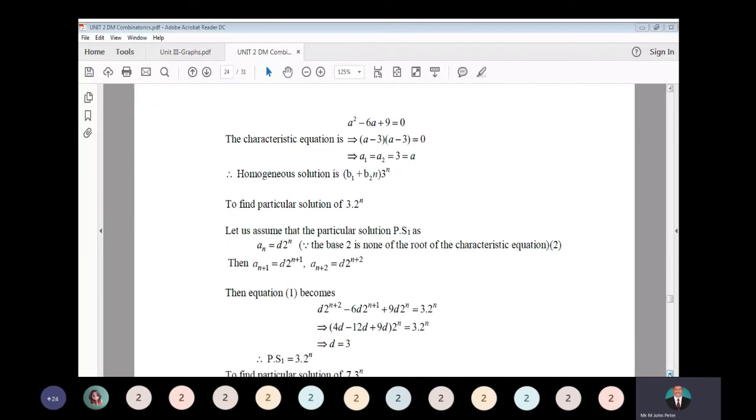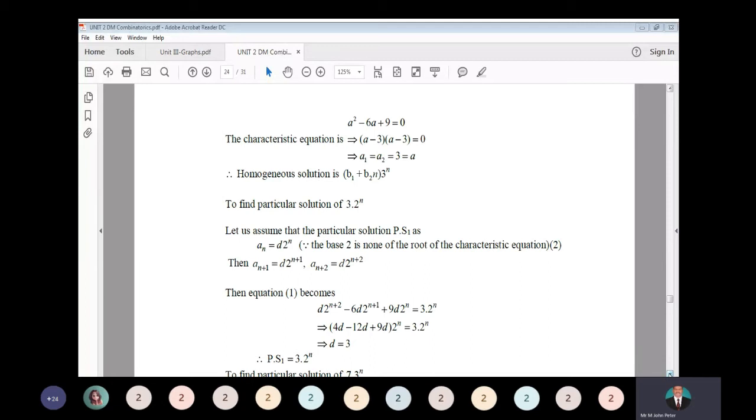To find the particular solution for the given 3 into 2 power n, the particular solution is a n equal to d into 2 power n. The base 2 is none of the roots of the characteristic equation. The characteristic root is 3. So here the assumed particular solution is a n equal to d into 2 power n.